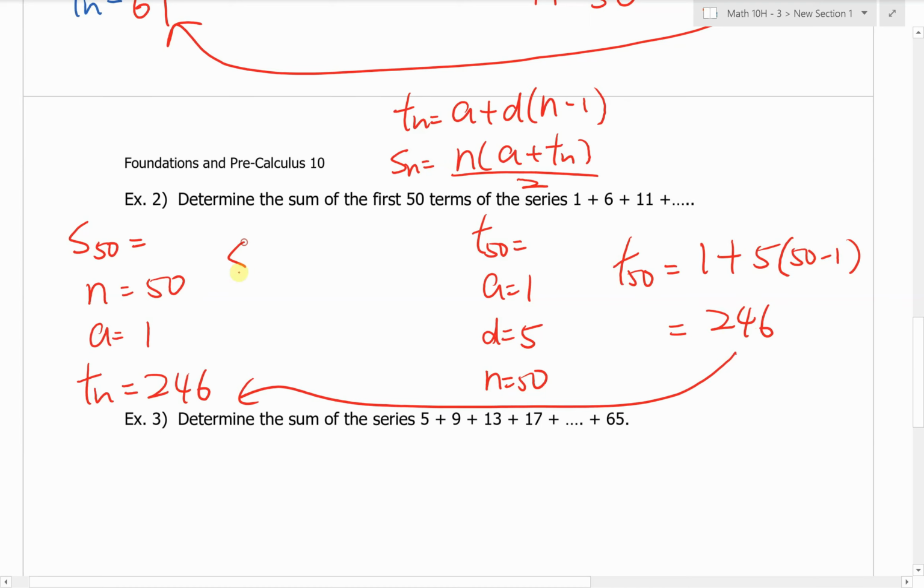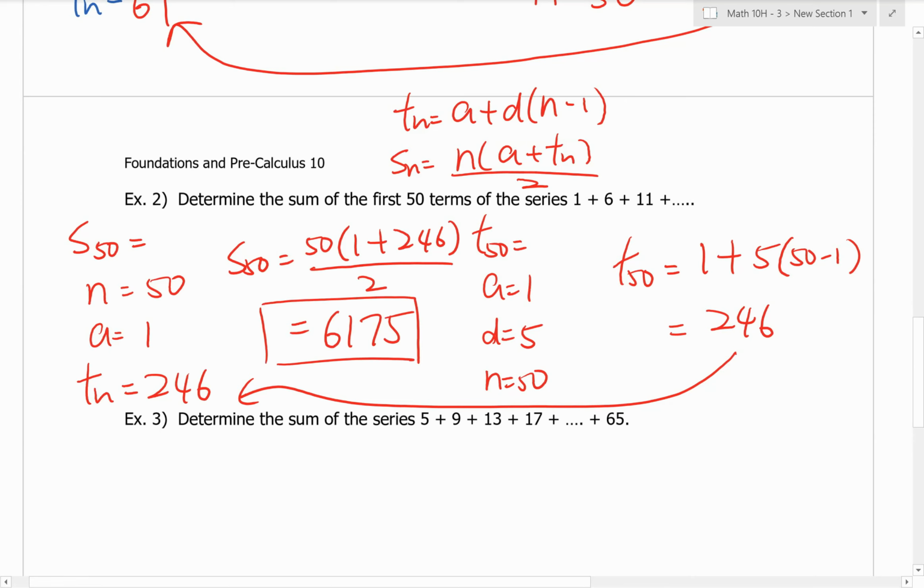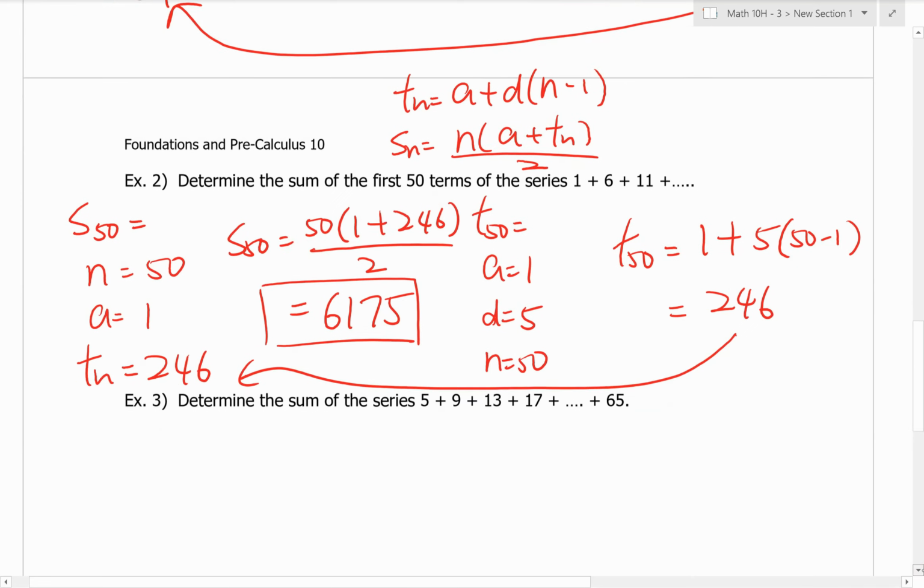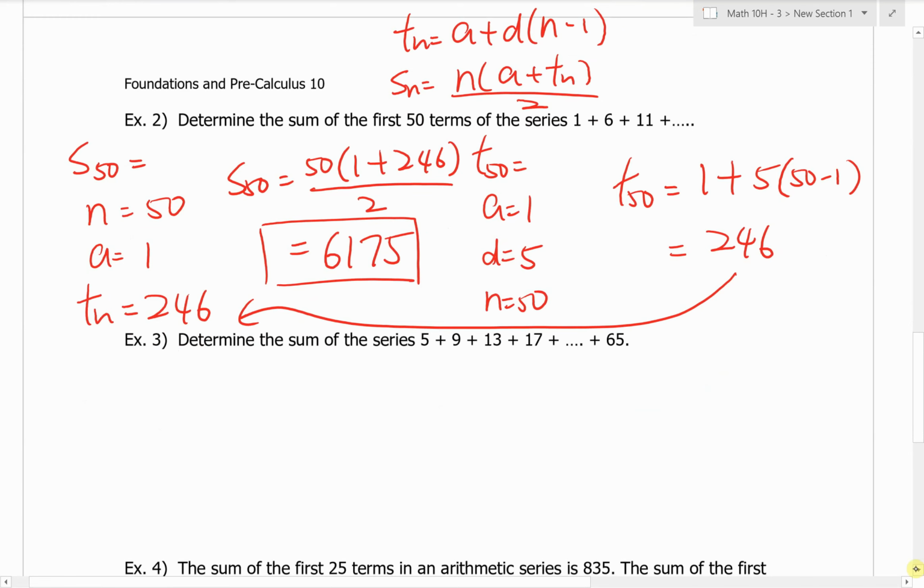Okay, so S50 will be n times a plus tn, divided by 2. I don't know what this is, so I'm going to use a calculator. This is 247 times 25, 6175. Okay, so that will be the sum of the first 50 terms. Hopefully you did it right. If not, please check your mistakes.